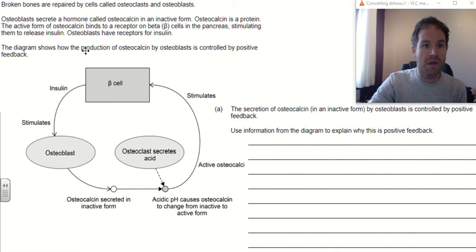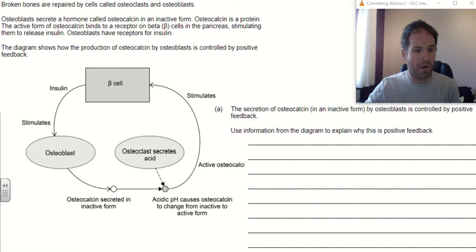Broken bones are repaired by cells called osteoclasts and osteoblasts. Osteoblasts secrete a hormone called osteocalcin in an inactive form. Osteocalcin is a protein. The active form of osteocalcin binds to a receptor on the beta cells in the pancreas, stimulating the release of insulin. Osteoblasts have receptors for insulin. The diagram shows how the production of osteocalcin by osteoblasts is controlled by positive feedback.